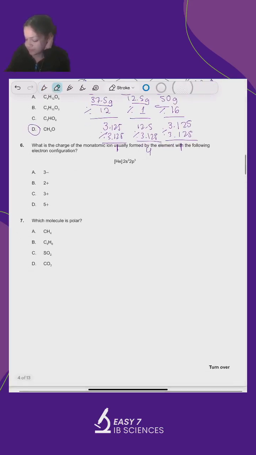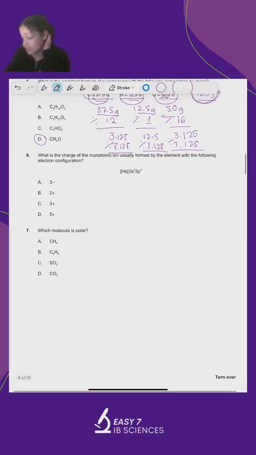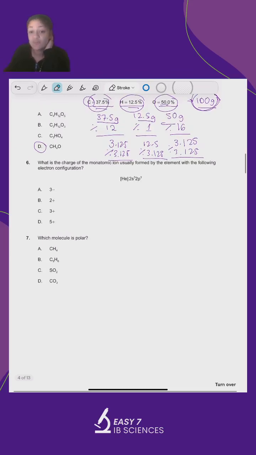Next question. What is the charge of the monoatomic ion usually formed by the element with the following electronic configuration? So what does this question even mean? Monoatomic ion, usually formed by the element with the following electronic configuration. What do we think the answer is?